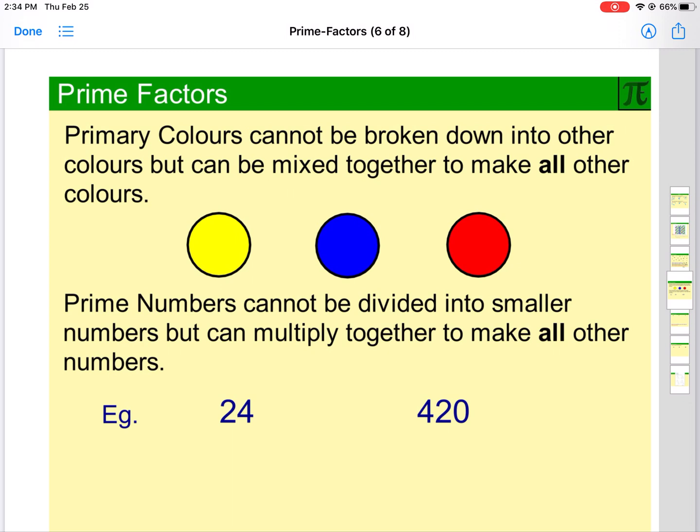Primary colours of yellow, blue and red cannot be broken down into other colours. Okay, so we can't separate them out and get two other colours, but we can mix them together to make all other colours. That's the whole point of them being primary colours. Prime numbers perform the same function in number form. We cannot break prime numbers down into smaller numbers, but we can multiply prime numbers together to make every other number. Okay, and we'll see that as we go through the rest of this lesson.